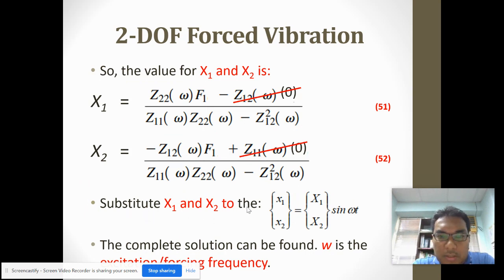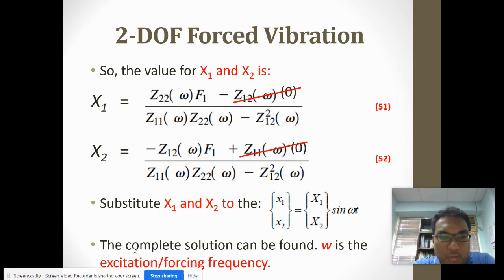Substitute the x1 and x2 value to this trial function, so you will get in terms of response, okay. So to complete the solution, you can find that the omega is actually the excitation force positive frequency. So when the m1, k1, m2, k2, and also the omega is given, you can have a solution, okay.